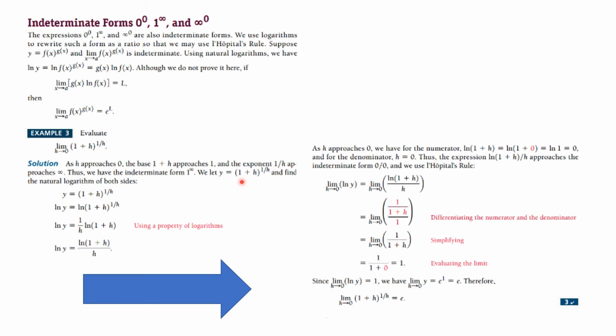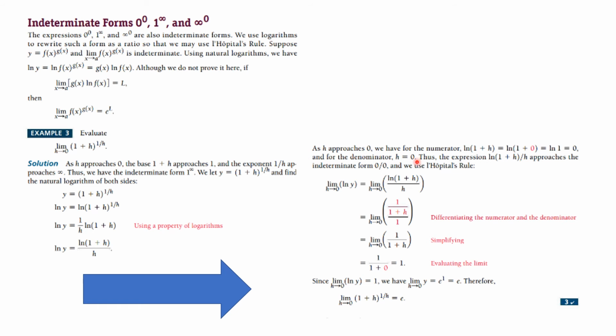So we're going to let y equal this expression. And then we're going to take the natural logarithm of each side. Now that has the effect of, as we talked about with logarithmic differentiation, knocking out the exponent, bringing it down in line. So this is what we're letting y be. The natural logarithm of y is the natural logarithm of this. The exponent can come down in front using a property of logarithms. And so we have ln of y is ln of 1 plus h, over h.